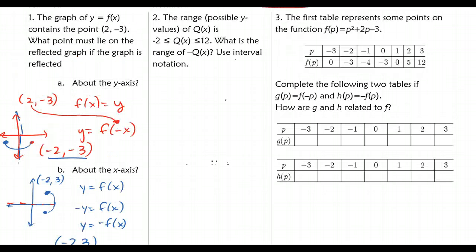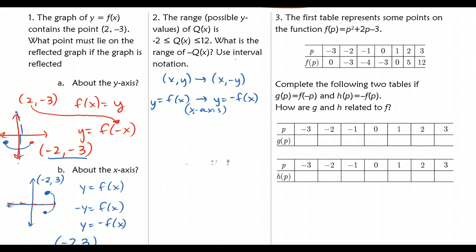Now in problem number 2, it says the range or possible y values of q of x is -2 is less than or equal to q of x is less than or equal to 12. So what is the range of the opposite of q of x, or negative q of x? So we have to figure out what kind of reflection this is. Recall that when (x, y) becomes (x, -y), y equals f of x now becomes y equals the opposite of f of x. So this is what our reflection is, and this reflection here is the reflection over the x-axis.